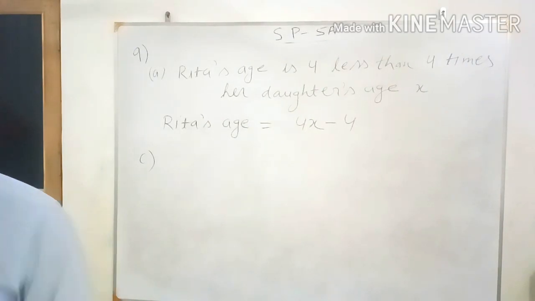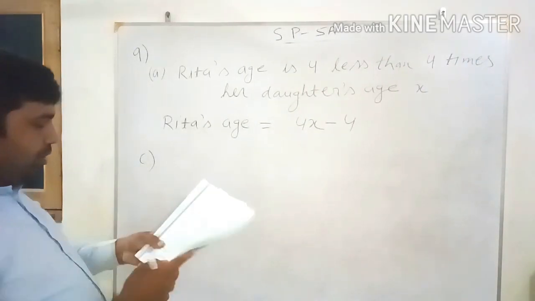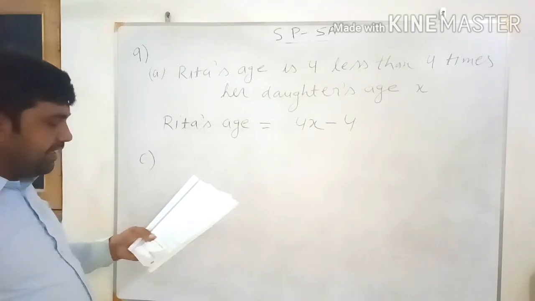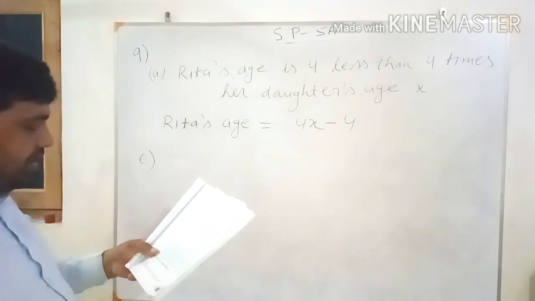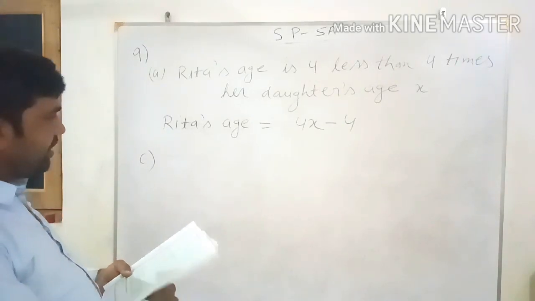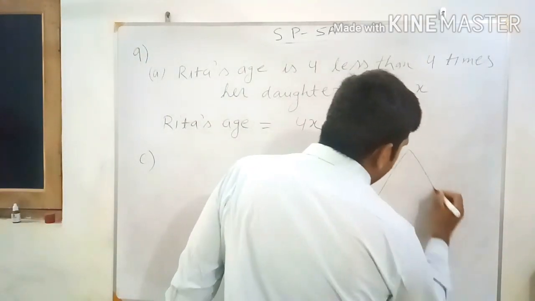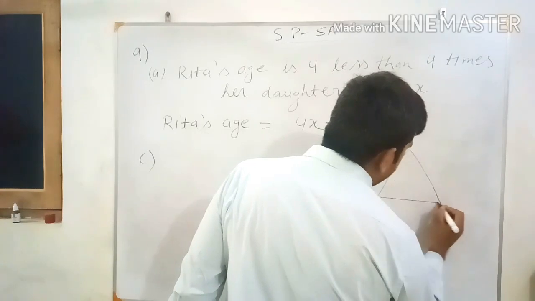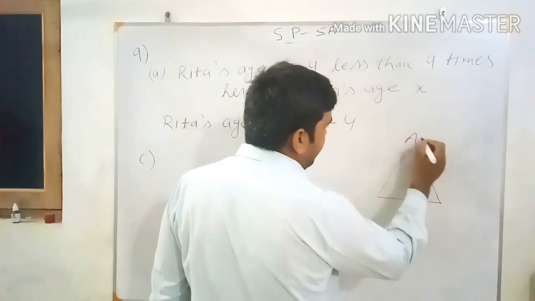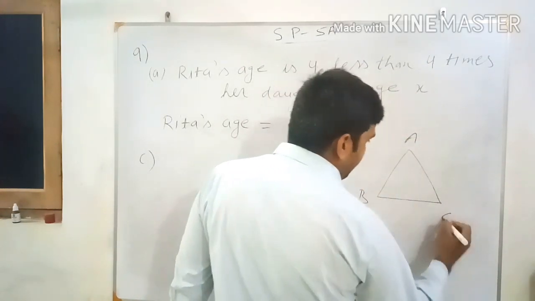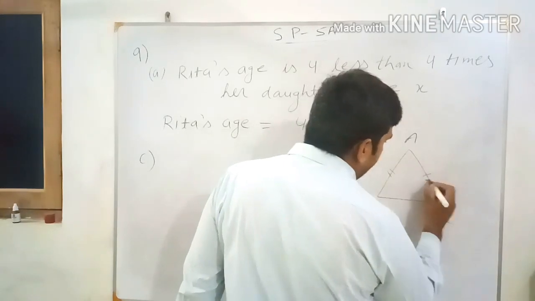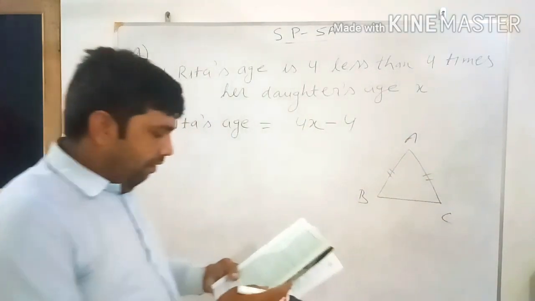The perimeter of an isosceles triangle whose equal sides are of length p centimeter and unequal side is q centimeter. So an isosceles triangle is given, in which two sides are equal. This is an isosceles triangle. These two sides are equal and this is the non-equal side.